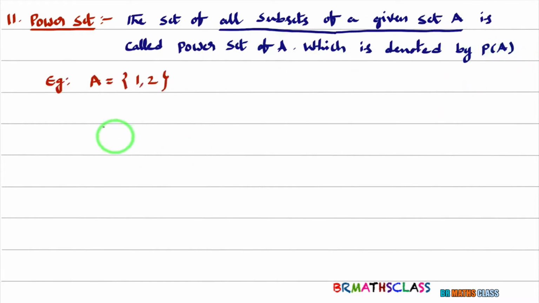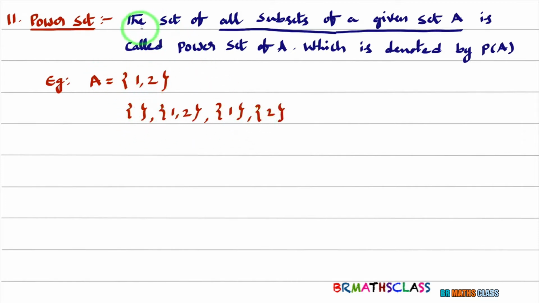You observe here, I considered a set A which consists of two elements 1, 2. First, I'll write all the subsets of A. What are all the subsets of A? We know that the empty set is a subset of every set and every set is a subset of itself. These two are subsets of A, and you can observe that this set is a subset of A and this is a subset of A. I have written all the subsets of A.